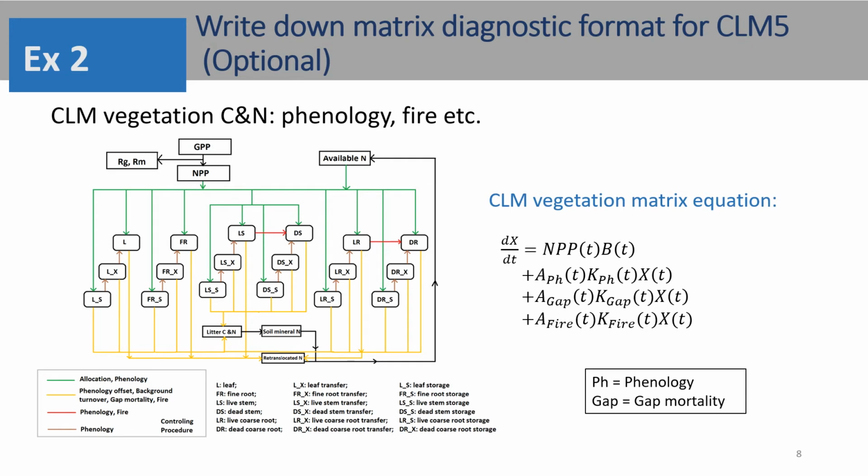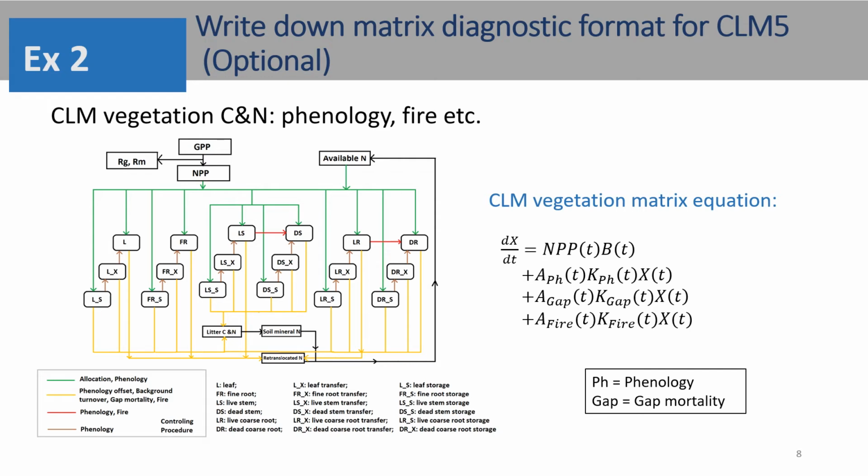The second task is an optional task. You may skip this one if you feel too difficult to handle the mathematical equation. In this task, we are going to practice working on a more complicated model, COM5, a vegetation carbon nitrogen cycle model. This is the flow diagram of the model.